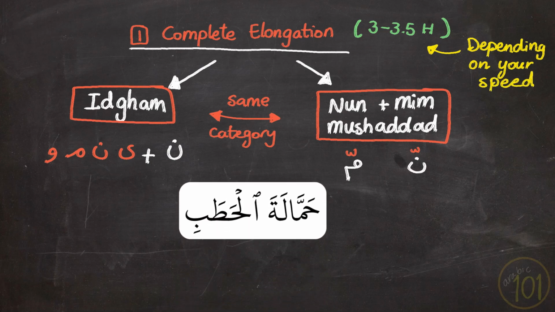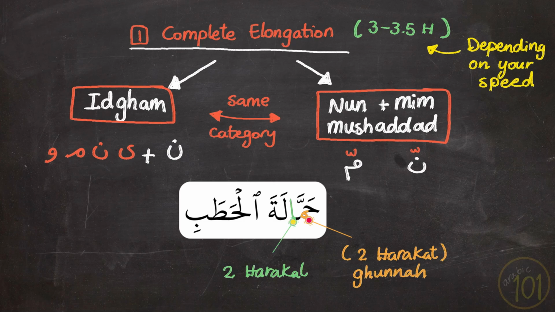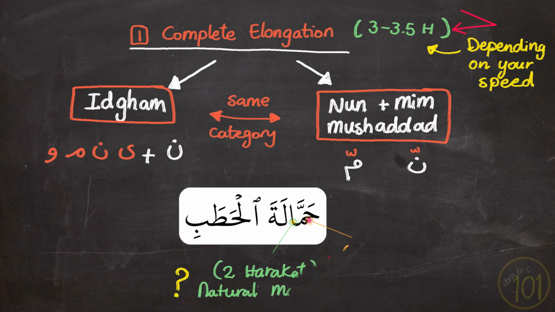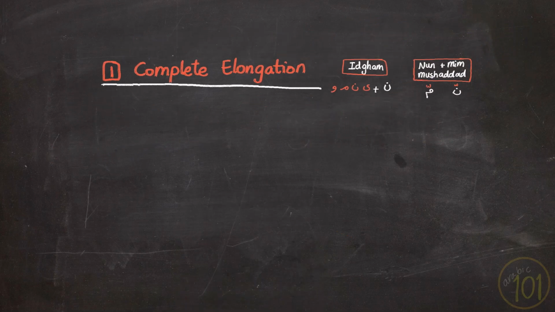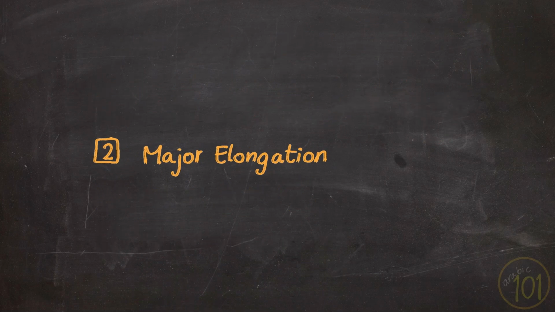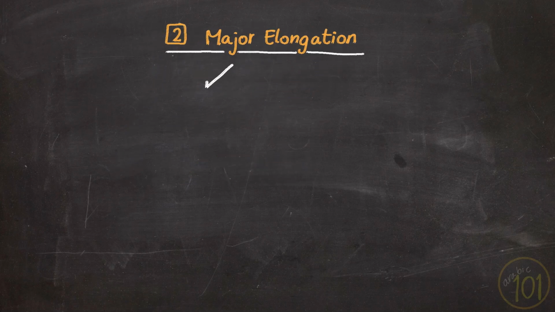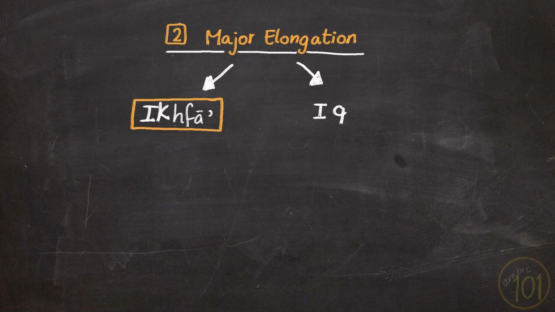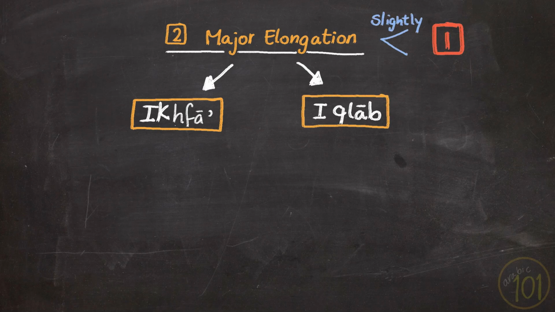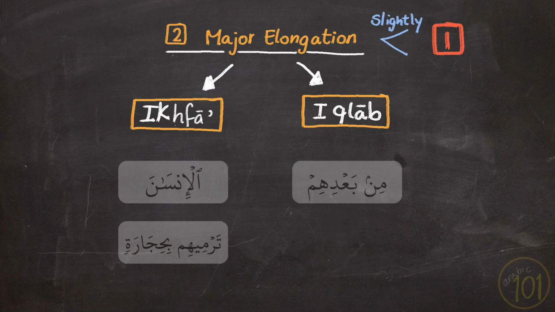And this is exactly why when you come across such cases of ghunnah, it becomes hard to digest that this ghunnah, for example, has the same length as this alif, because they simply are not. The next degree is the major ghunnah, or major elongation. This ghunnah is generated from cases of ikhfa and iqlab, and it is slightly shorter in length than the complete ghunnah, like in these examples.